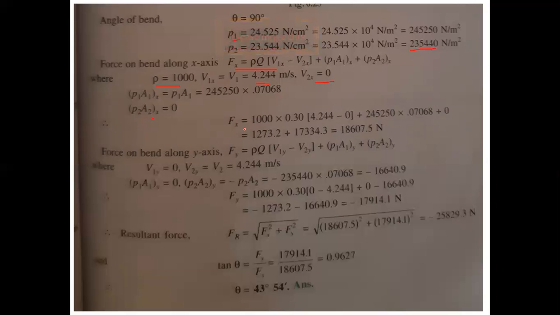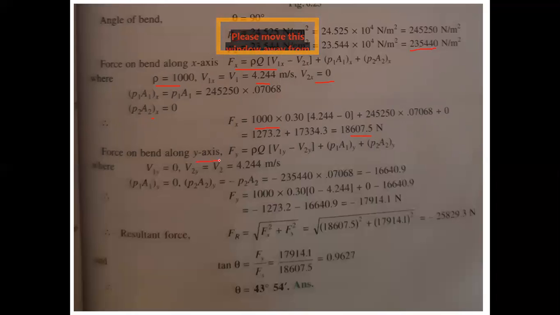Therefore F of x is equal to 1000 into the discharge 0.30 into the bracket 4.244 minus 0, plus p1a1 term, plus 0. So what value are we getting? We are getting 18607.5 Newton, that is F of x. Now the force acting along the y-axis.